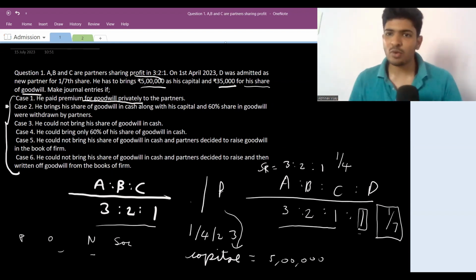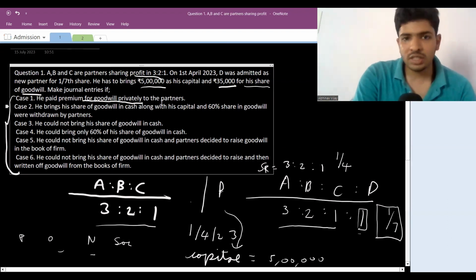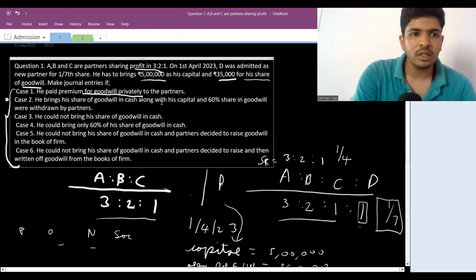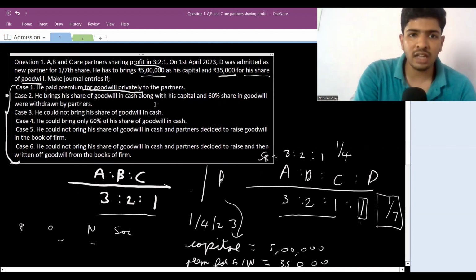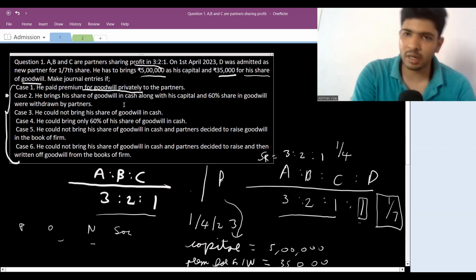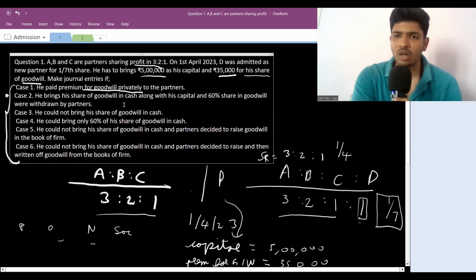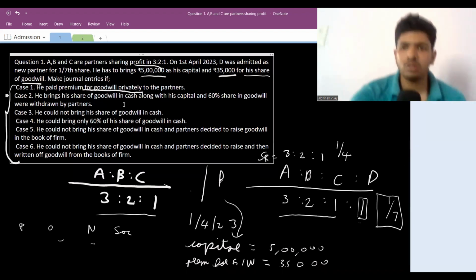This is one type of question which will come for 1 mark in your exam, but still you need to keep this in mind. You need to remember this first part. Now that case is over. Now the second case in relation to goodwill is he brings his share of goodwill in cash along with his capital, and 60% share in goodwill was withdrawn by partners. This is a normal case that we have been doing for a long time.